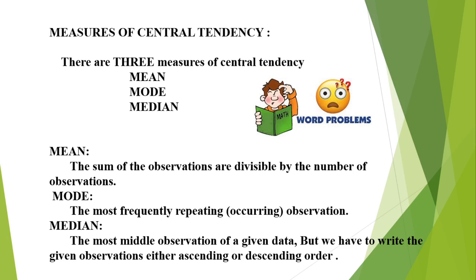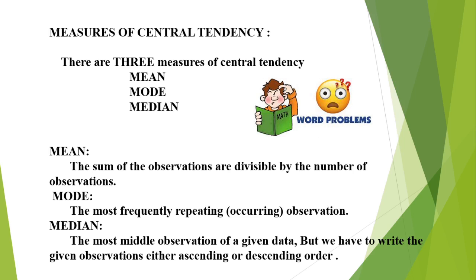Why do we call them measures of central tendency? For example, if you want to measure distance, we need kilometers or meters or centimeters, small distances to big distances. Similarly, if you want to measure some liquid, we need liters. Similarly, if I want to measure any statistical data, we have some measures. Those measures are called measures of central tendency. We have 3 measures of central tendency: mean, mode and median.